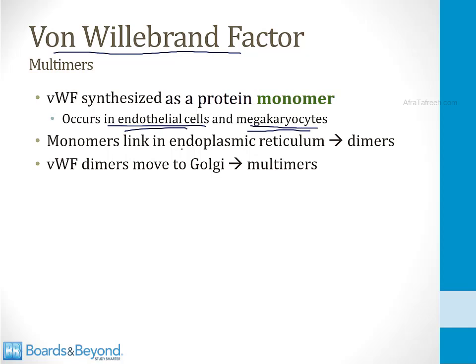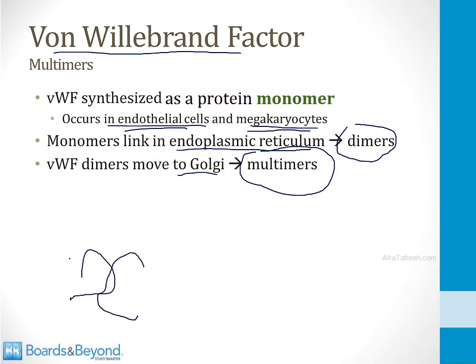The monomers then link together in the endoplasmic reticulum, and they become dimers, and then in the Golgi apparatus, the dimers link together and form large structures called multimers. So you should think of von Willebrand factor as a collection of polymers that are linked together to form these large multimer structures.